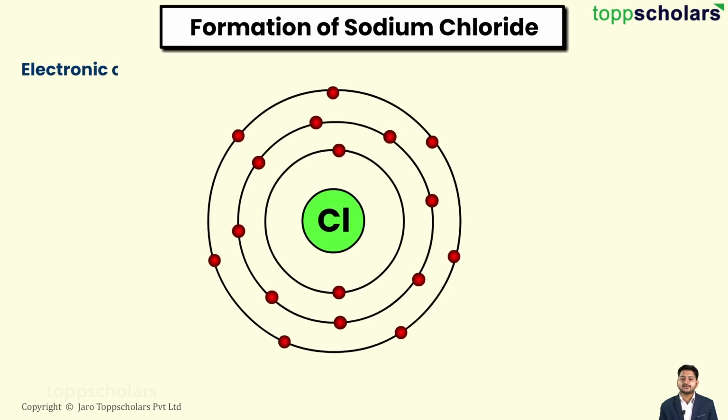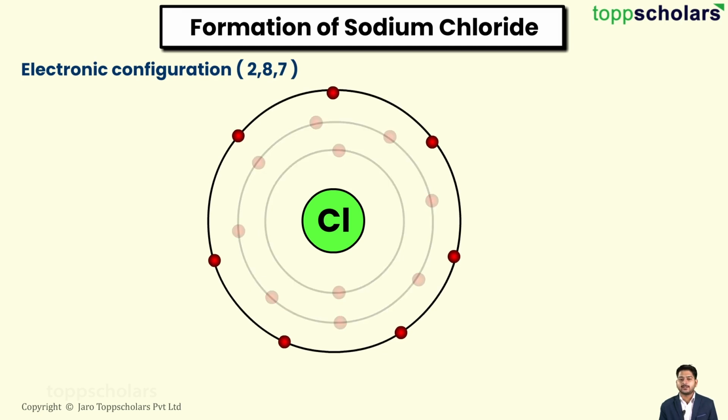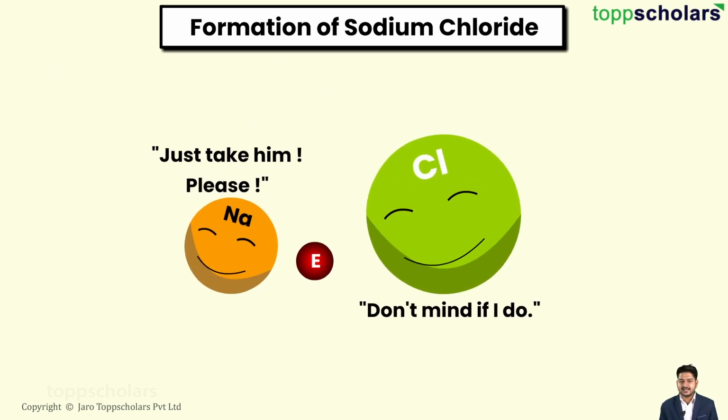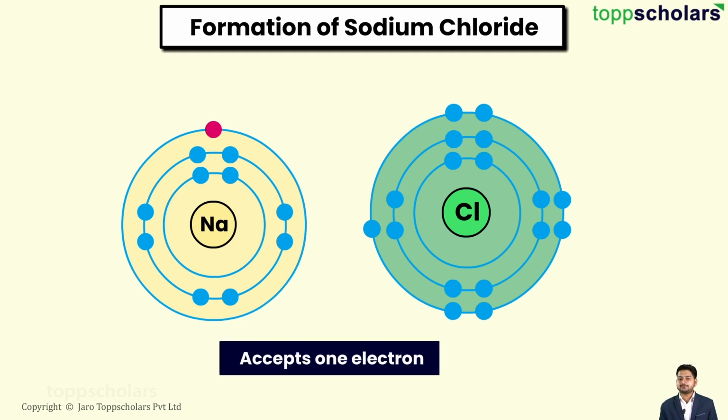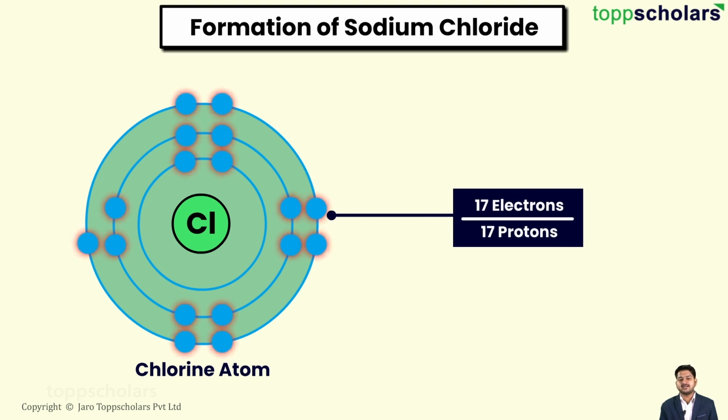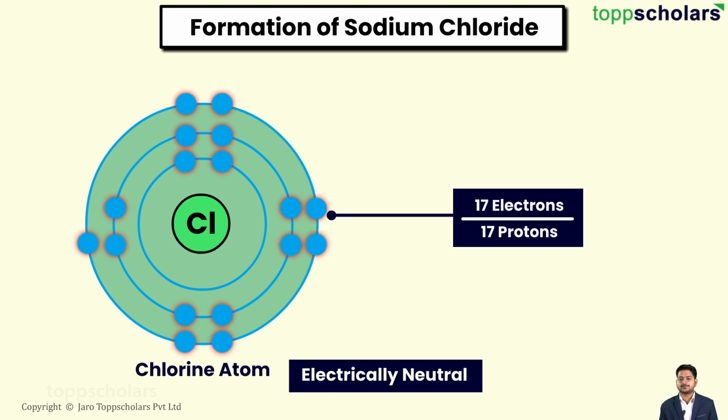Chlorine has electronic configuration 2, 8, 7. The outermost shell of chlorine does not have a complete octet. So, in order to become stable, chlorine accepts one electron. Initially, chlorine had 17 electrons and 17 protons. So, as a whole, the chlorine atom was electrically neutral.